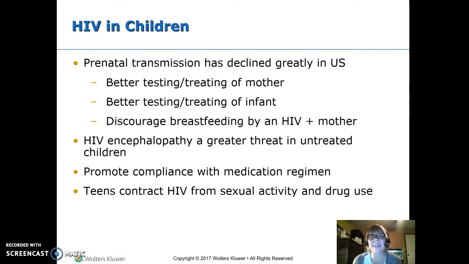So when infants do get HIV, one of the problems is encephalopathy. The CNS complications in an infant and a child with HIV are just a lot more frequent and severe than with adults. So we want them on those medications and really promote compliance. Teens who get HIV, it's sexual activity and IV drug use.